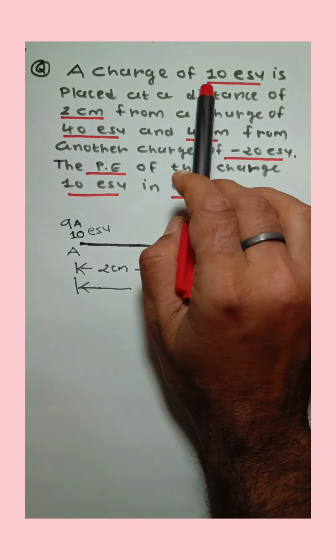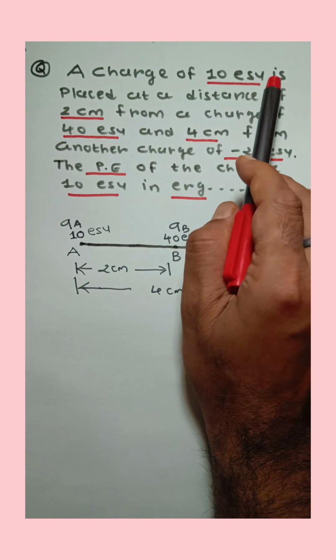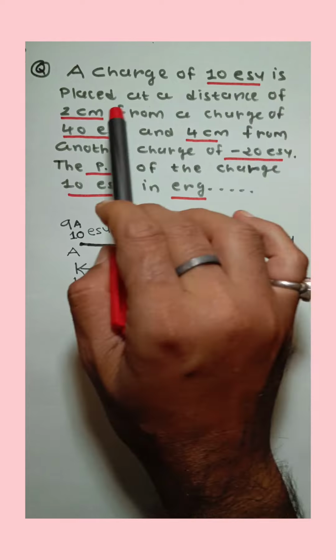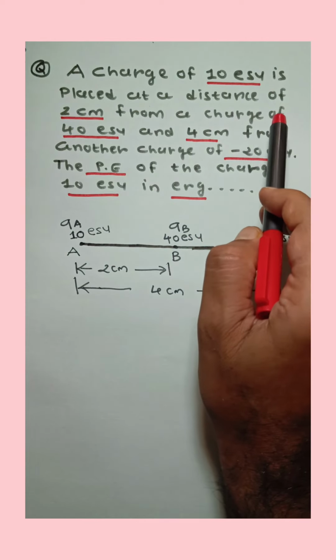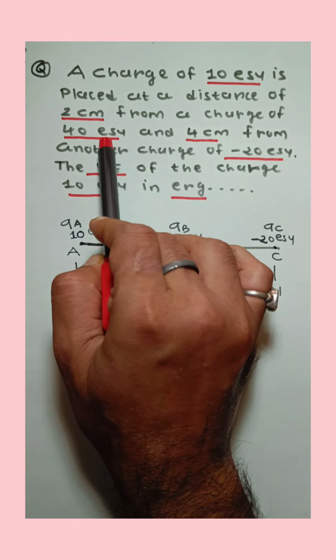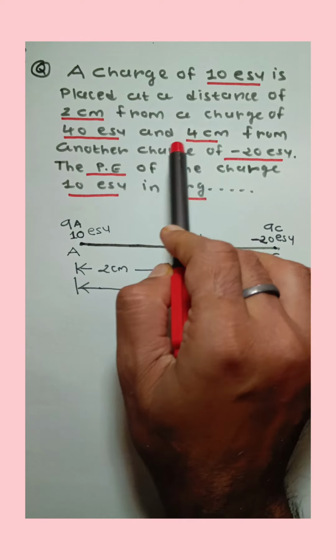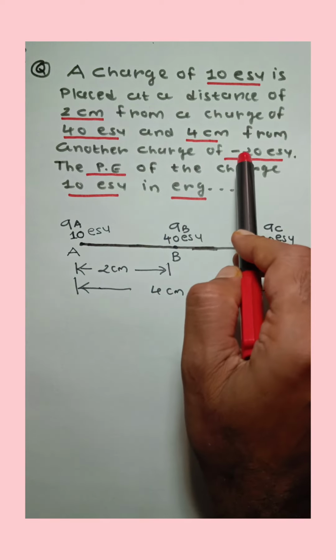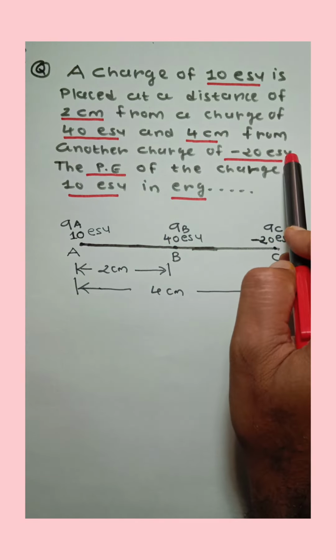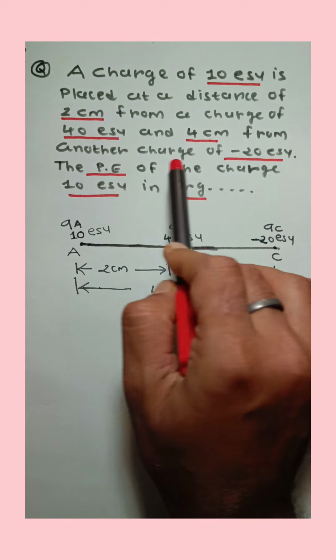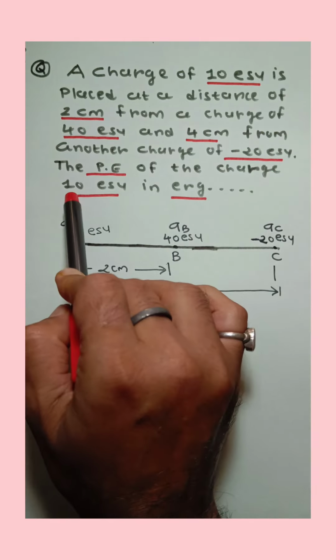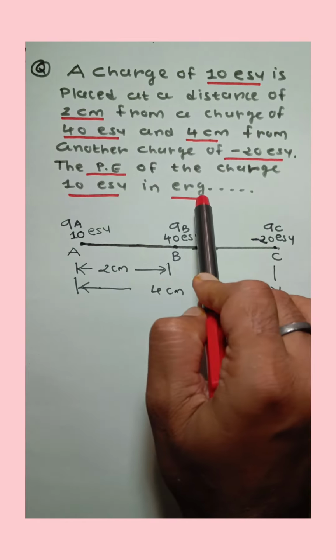A charge of 10 electrostatic unit is placed at a distance of 2 centimeter from a charge of 40 electrostatic unit and 4 centimeter from another charge of minus 20 electrostatic unit. Find the potential energy of the charge 10 electrostatic unit in erg.